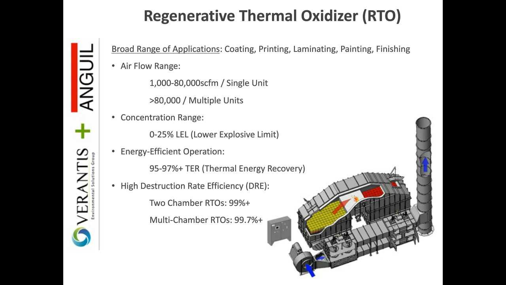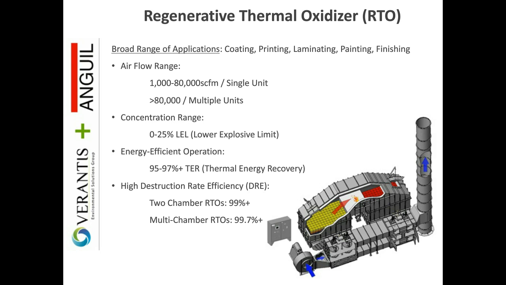So this is the start of the RTO portion of it. And across the top, you see the broad range of applications. We list 5 there. The only reason we listed 5, we could have covered the page with the applications. Again, this is by far the number one technology when it comes to oxidizers. The airflow ranges that we're looking at are 1,000 CFM on the small side up to 80,000 CFM for a single unit.